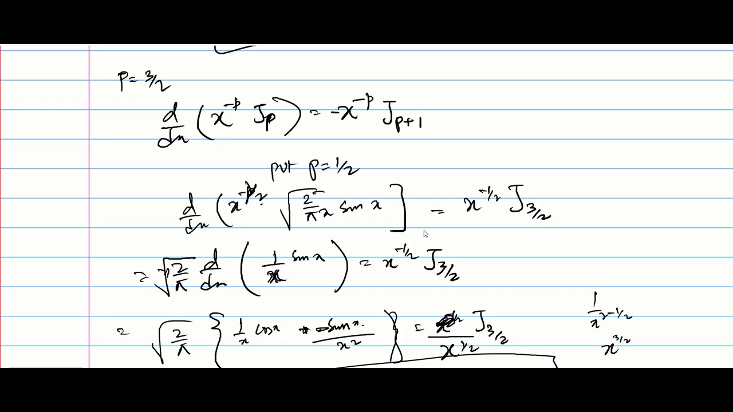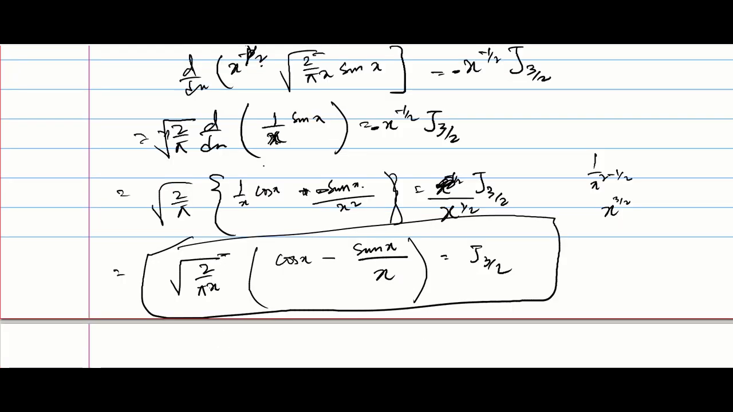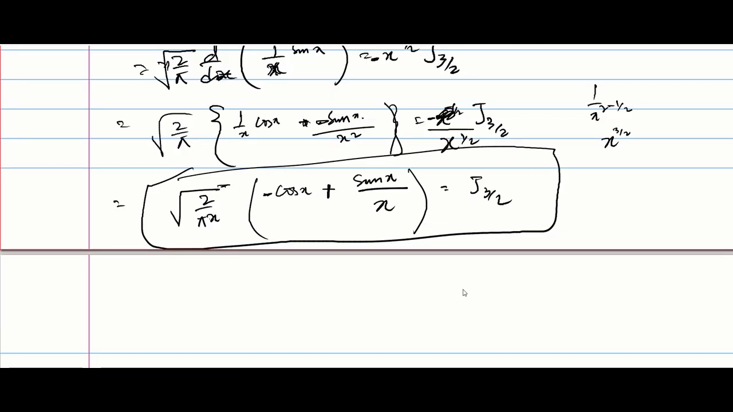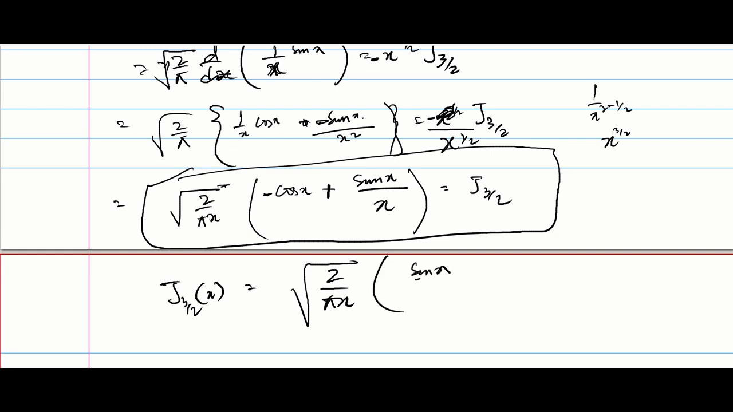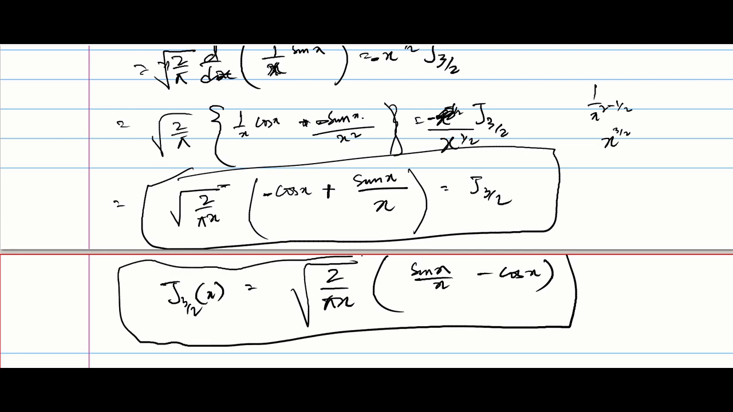The mistake that I made is that there's a minus here, so the minus will be carried over. Sorry, there should be a minus here, so this would be plus, this would be minus. Okay, so J_{3/2}(x) is root 2 by pi x times (sine x by x minus cos x).